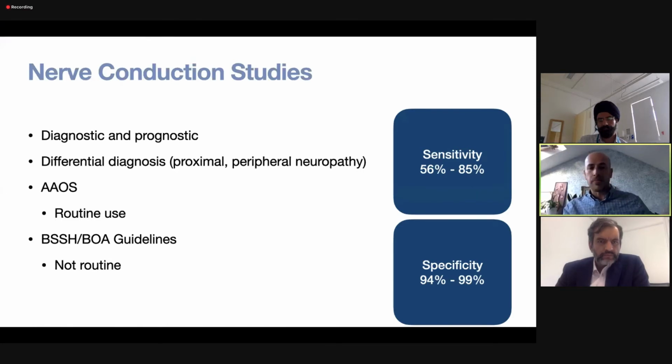It helps with a differential diagnosis as well, picking up more proximal lesions. It's not as sensitive for cervical problems, but it can isolate problems from at least the elbow downwards.